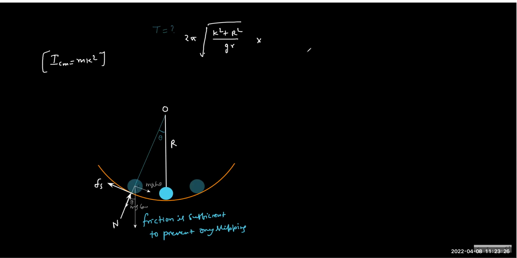So net force down the plane is mg sin theta minus fs equals mass into acceleration, right? And to get fs, we can use the torque relation. So fs into small r, the torque about the center of mass, equals ICM into alpha, right? And because it's pure rolling, a equals r alpha. We have done this in the chapter before.